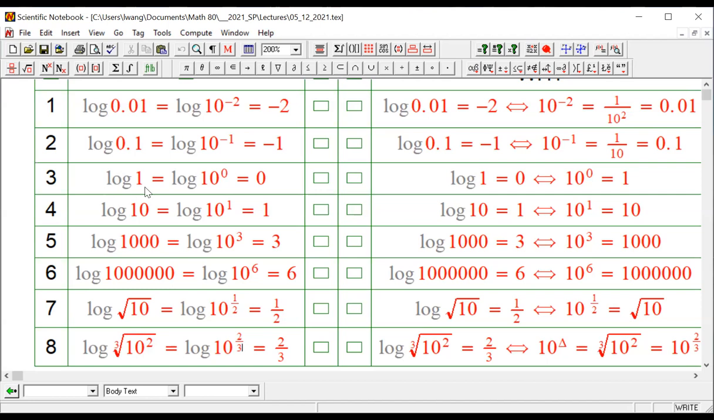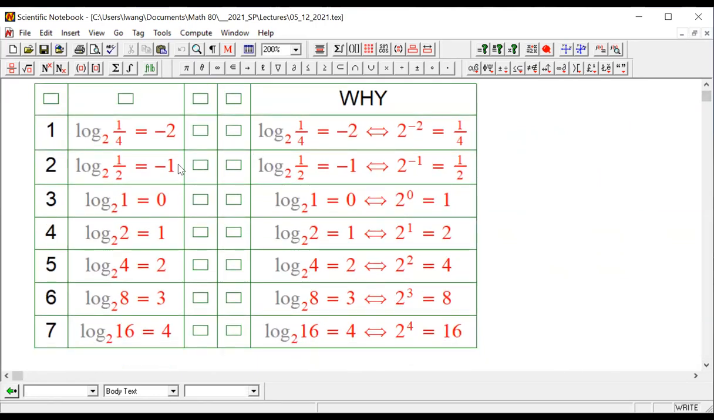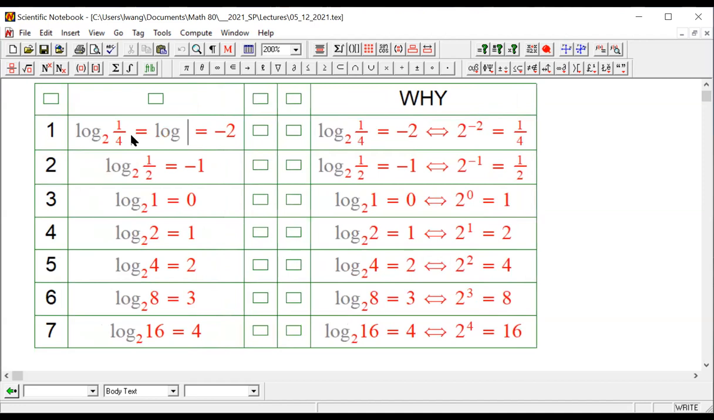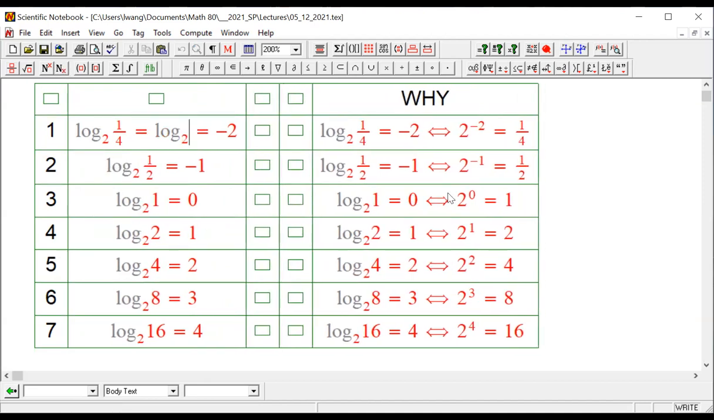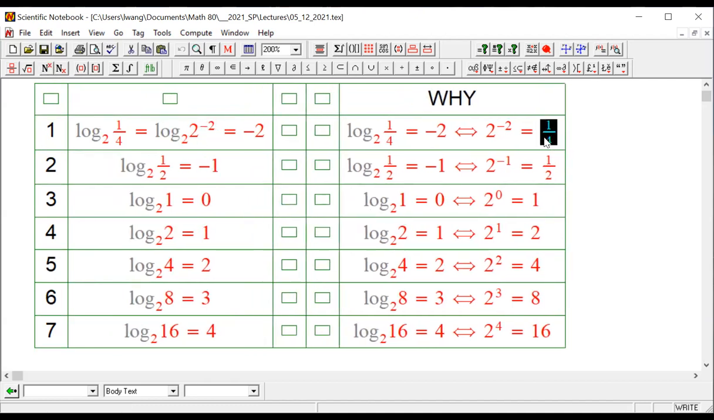How about let's look, base 3? Did we do base 3 somewhere? We did base 2, so let's do base 2. In base 2, we have these patterns, right? So let's continue. And that's log base 2. 1/4 is 2 to the power of negative 2. And half is 2 to the power of negative 1. So I'm replacing half by 2 to the power of negative 1. So log base 2. Do you guys follow me?